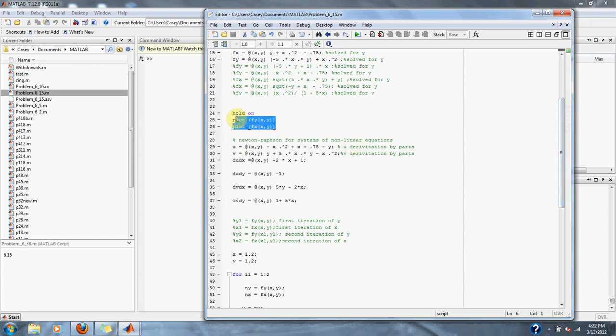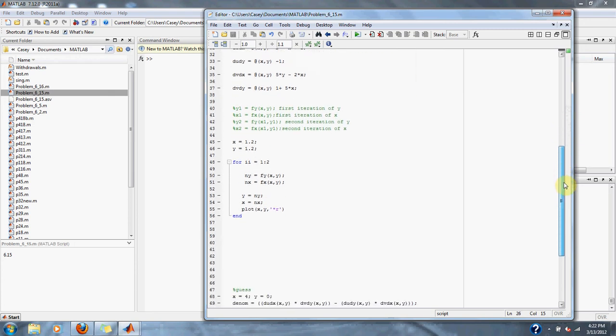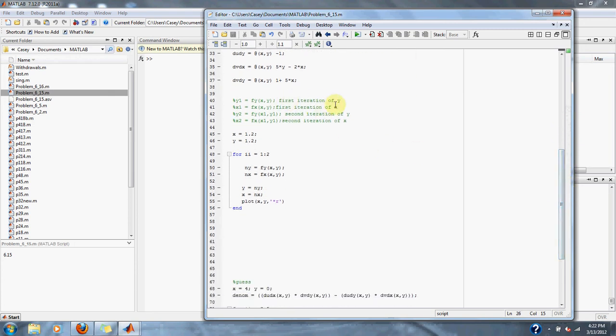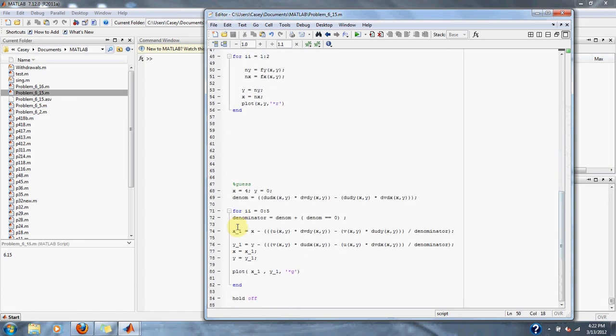Here's our graph of our two equations. Here would be our first iteration and our second iteration of our approximation by the fixed point iteration method. And down here, we have the same thing in a loop form. So, let's run the fixed point iteration method.